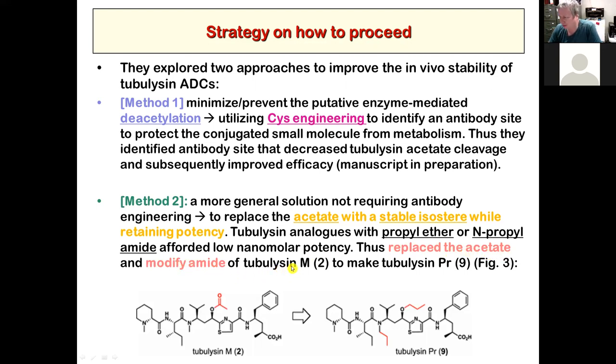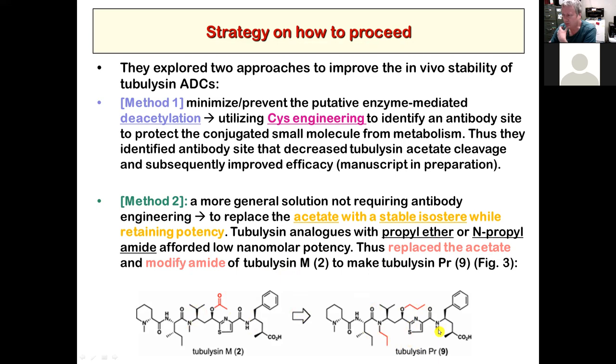Oh, actually, I'm sorry. No. Let me take that back. Yeah, they did two things, actually. One is they replaced the oxygen of the ester with an ether. The second thing is they turned the N-methyl group into an N-propyl group, because a propyl group is a little more stable against P450 or whatever, right?